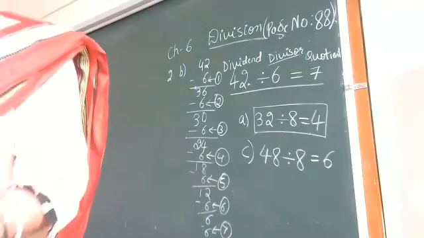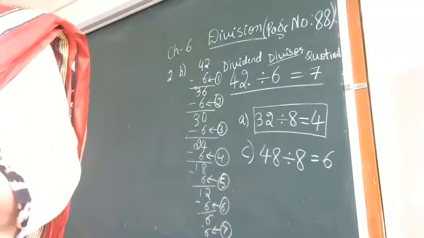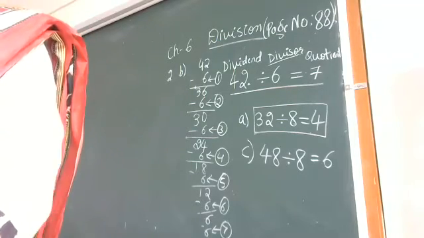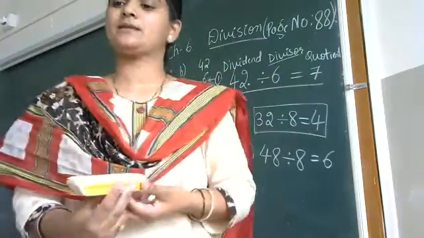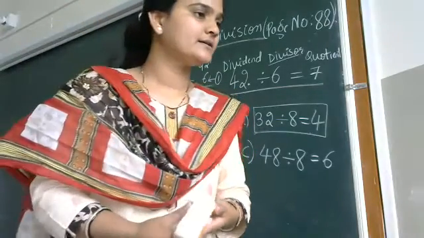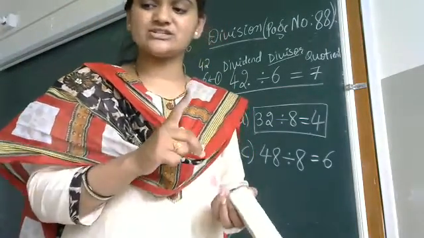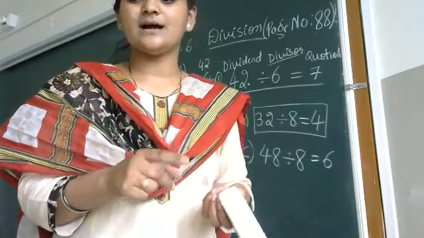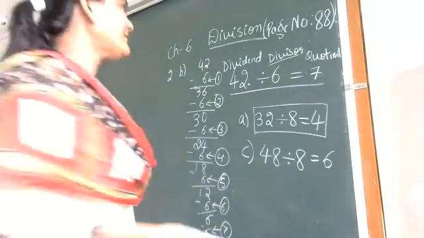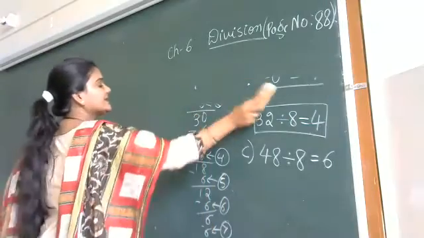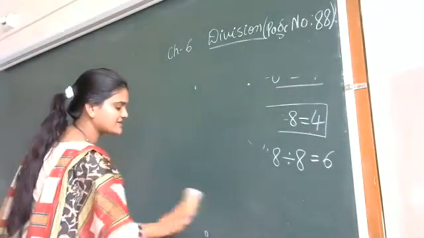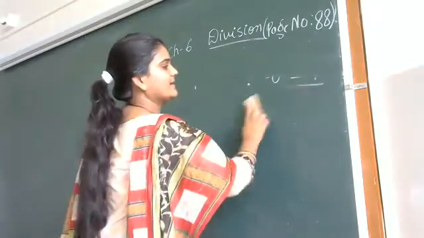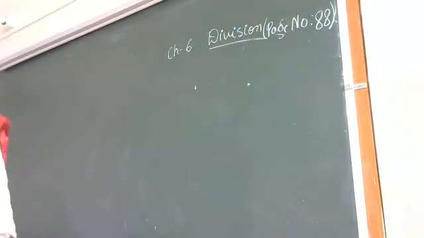So you will take the number, Ma'am, the 32. The first one. Ma'am, the third page, first one, the answer is 8. First question. Yes, yes. 32 divided by 4, the first one. Okay. Now they have asked you to solve the following by repeated subtraction.